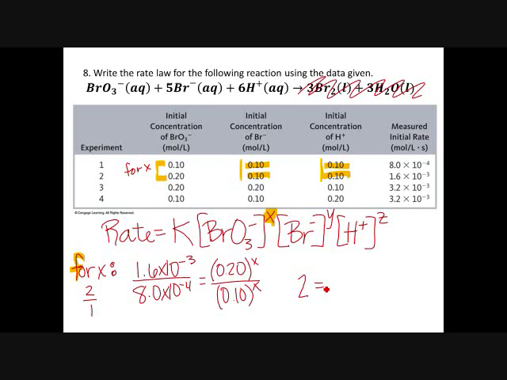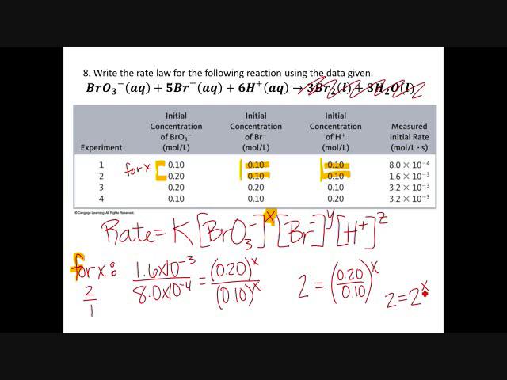Now the right side, we can also reduce that. If they're raised both to the same power, then we can simplify it by saying 0.2 over 0.1 all raised to the x power. Well, 0.2 divided by 0.1 is just 2. So now we have 2 is equal to 2 to the x power.